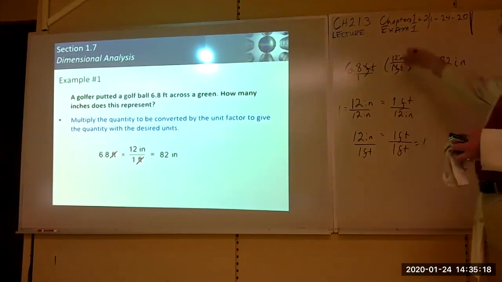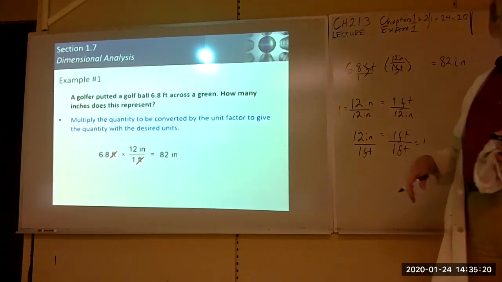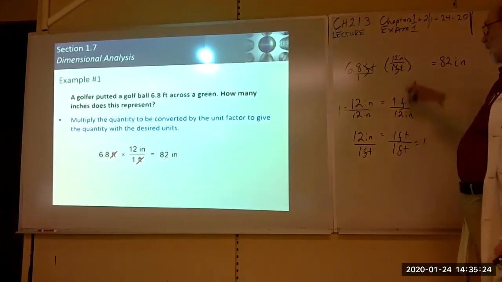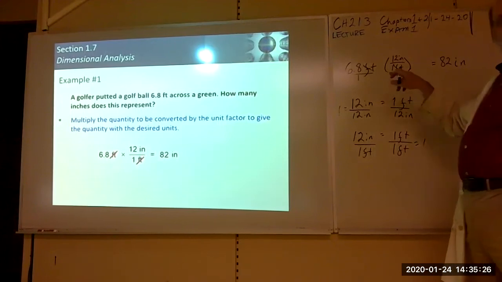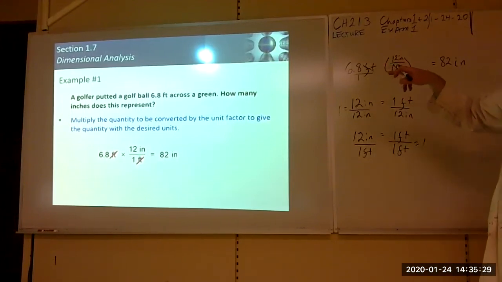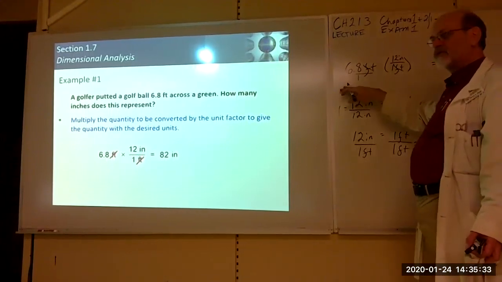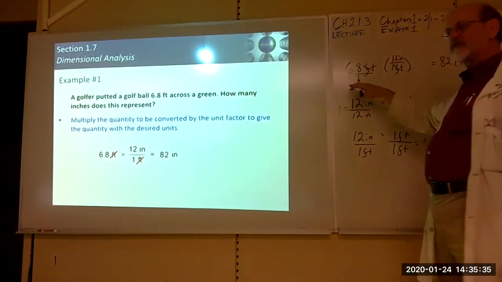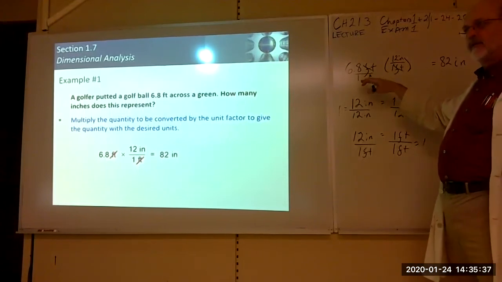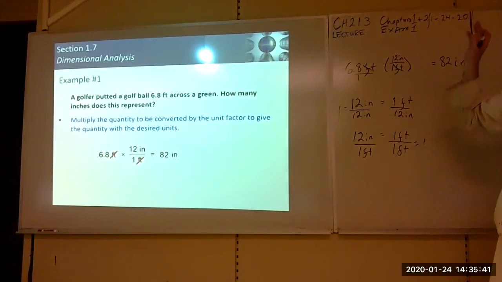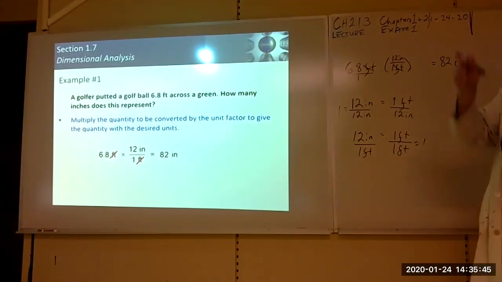Now that was a single step conversion. You can chain them together. We happen to know this conversion factor, 12 inches equals 1 foot. Let's suppose we have a conversion for which we only know certain conversion factors, and we don't know one that will do the whole thing in one calculation. Then you can chain them together as long as you cancel units as you go.